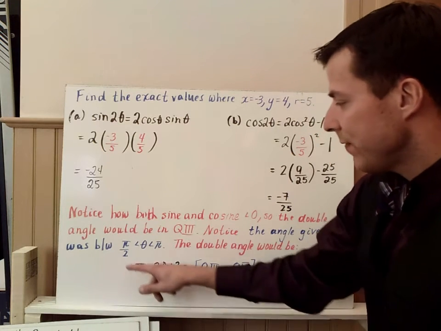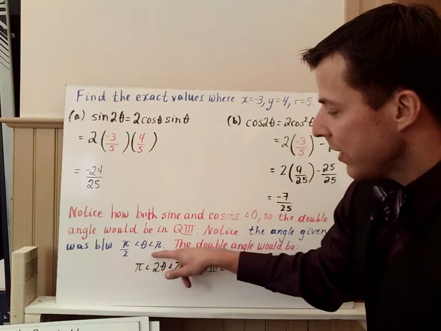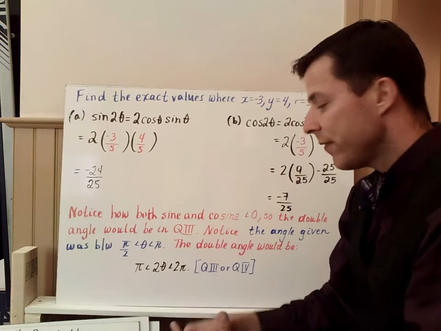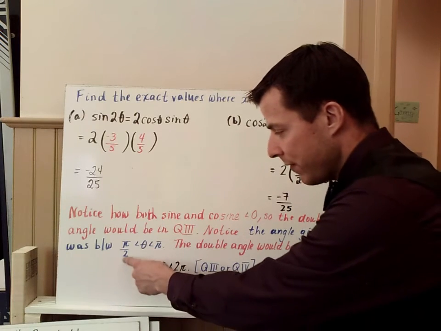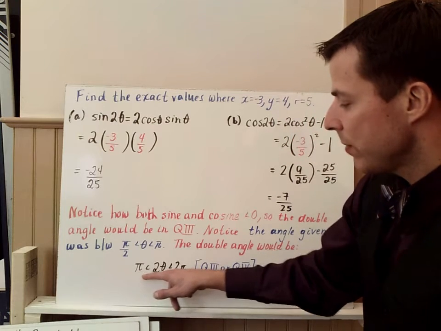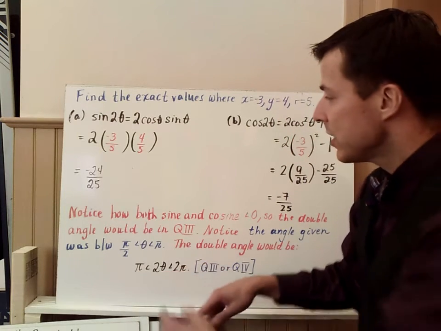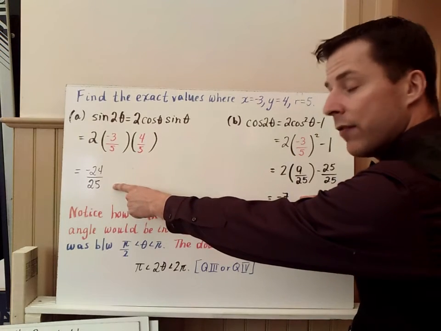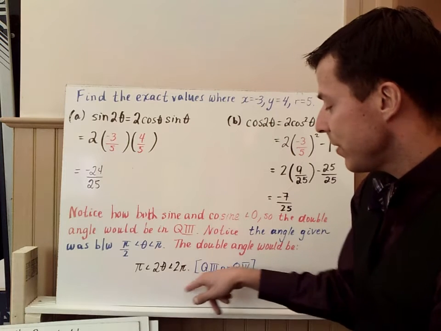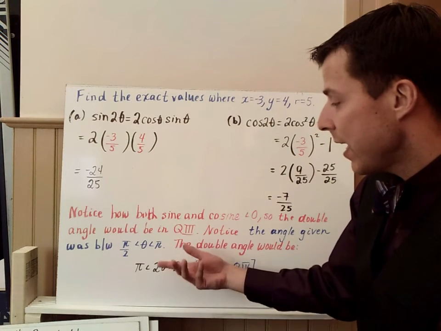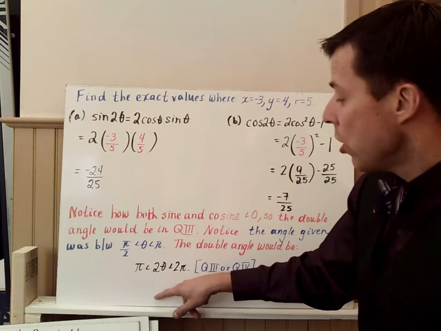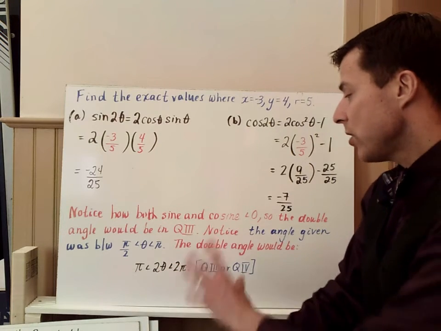Now, these are double angles. So recall that the original angle is between pi over 2 and pi. If I multiplied everything by 2, my new angle has to be somewhere between pi and 2 pi. But since both my values of cosine and sine are negative, that means they have to be in quadrant 3. So my angle measure would be somewhere between pi and 3 pi over 2. Okay? So just be very careful.